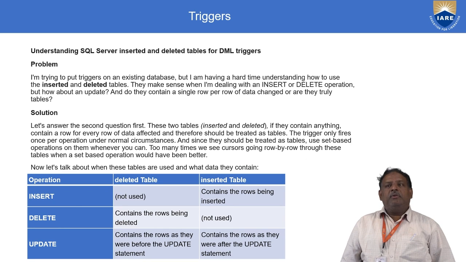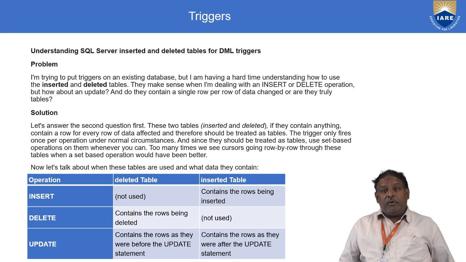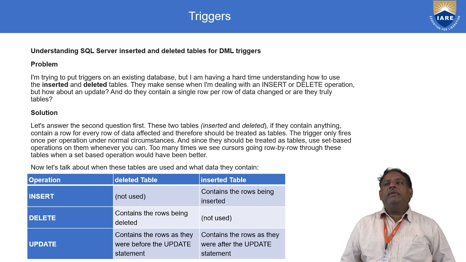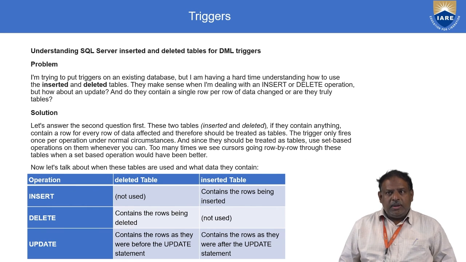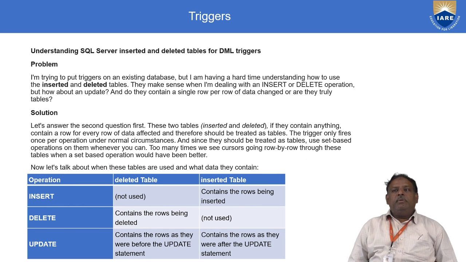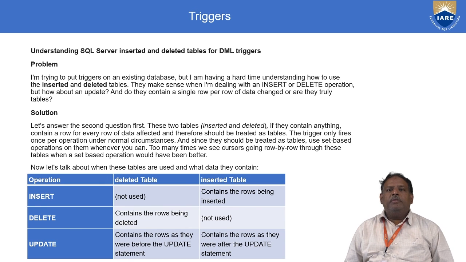Now let us answer the second question first. These two tables, inserted and deleted, if they contain anything, contain a row for every row of data affected, therefore they should be treated as tables. So these are tables, okay? The trigger only fires once per operation under normal circumstances. Since they should be treated as tables, use set-based operations on them whenever you can. Too many times you see cursors going row by row through these tables, when a set-based operation could be better.